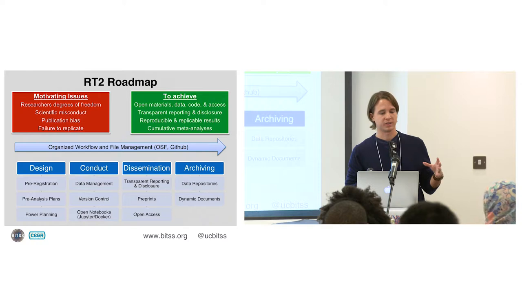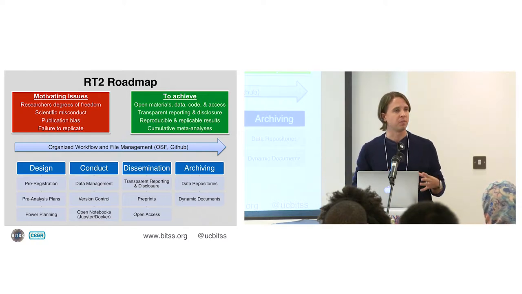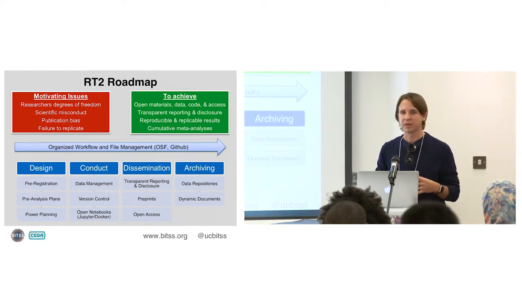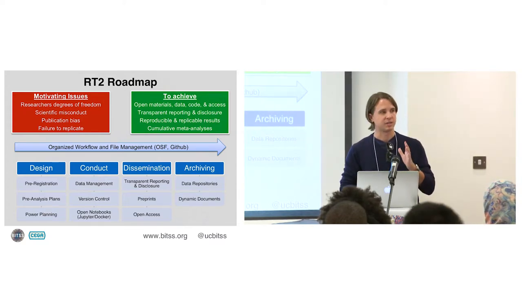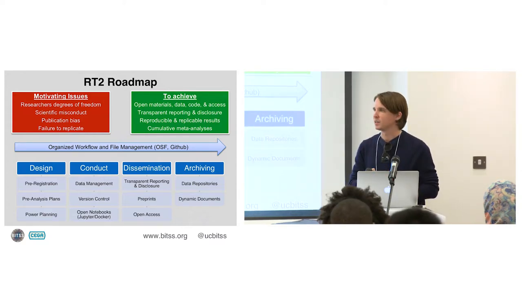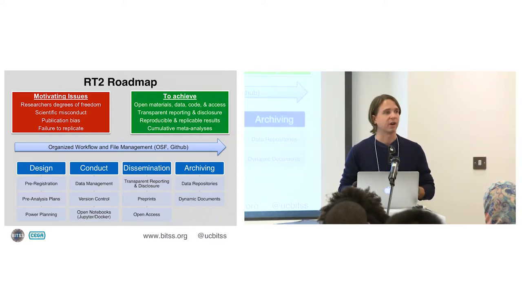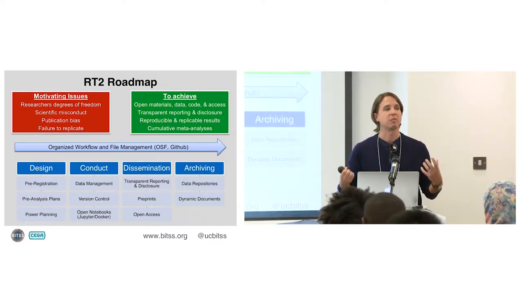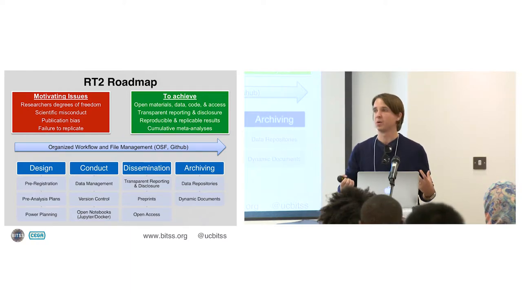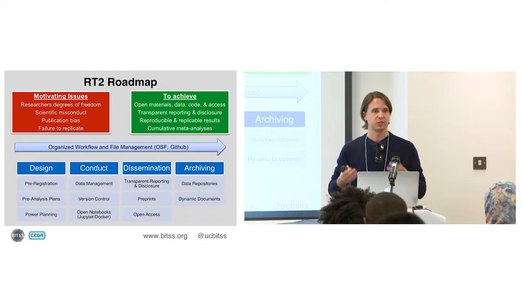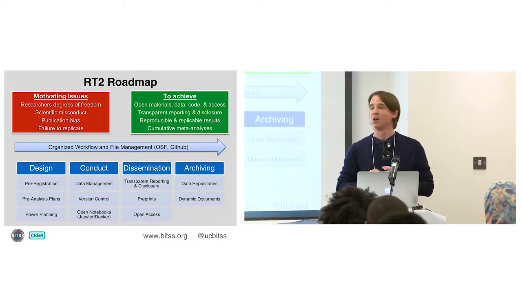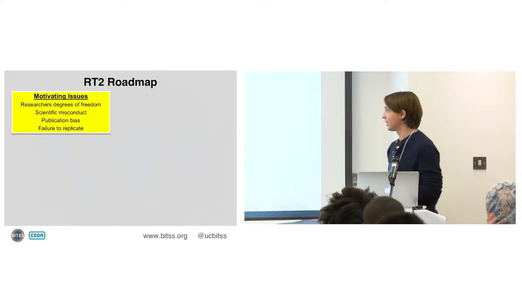And then operationalizing an organized workflow and file management with tools like the Open Science Framework and GitHub to have transparent, open, and reproducible practices at stages of study design, of conducting your study, analyzing and disseminating your study, and then hopefully archiving all of your output, thinking of information as the unit of output as opposed to just publications, which is one type of output of a research study, so that people can use it in the future. Most importantly, your future self, which you'll hear a lot about over the next few days.